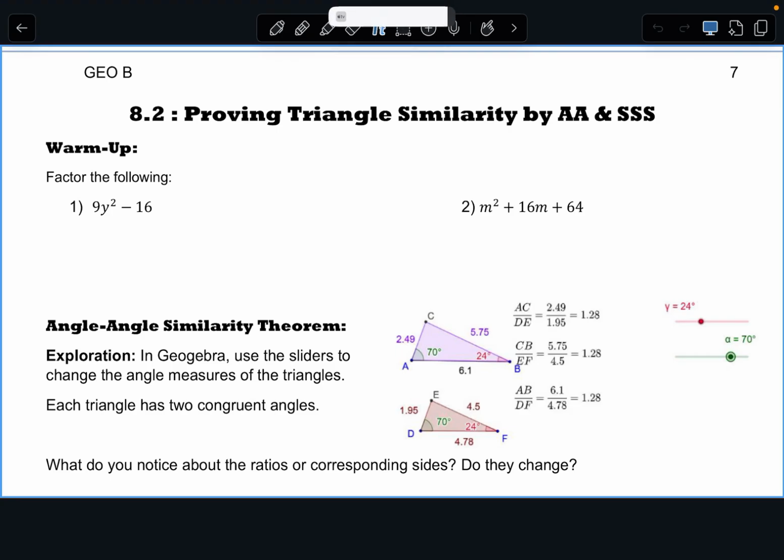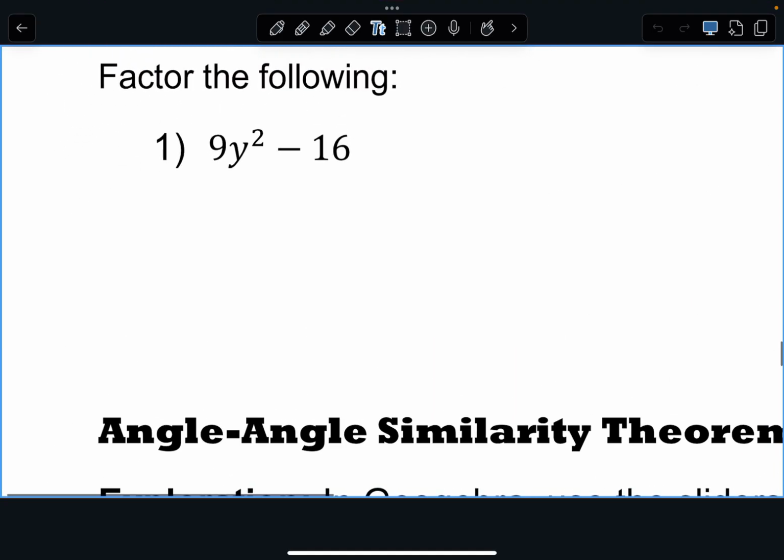To prove similarity. Just like we had shortcuts for triangle congruence, like side-side-angle-side and all of those theorems, we have a few for similarity that we can use as well. Before we get into that, let's refresh some algebra skills. Let's factor these two polynomials. We're probably really rusty on this part.